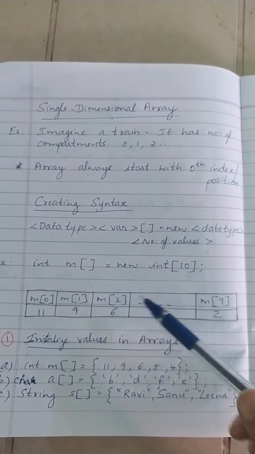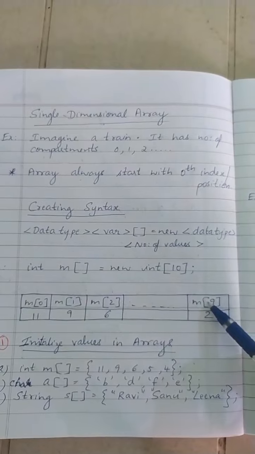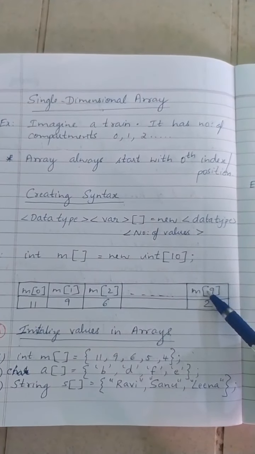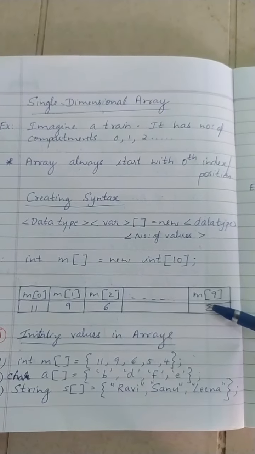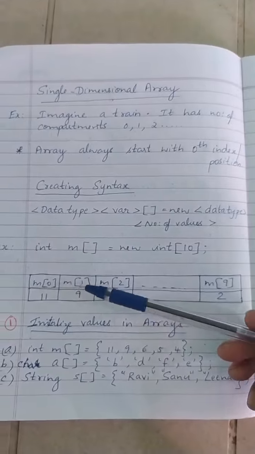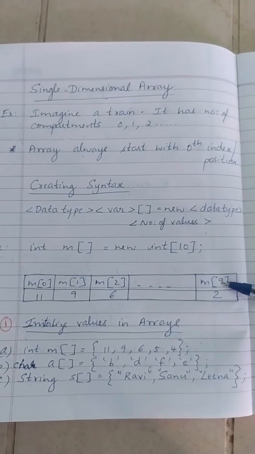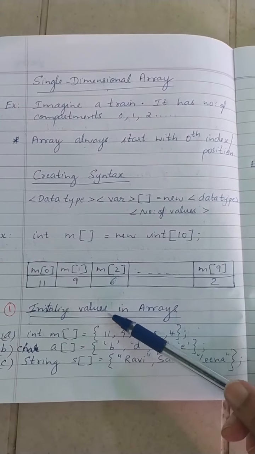Okay. So if you give this, memory locations from 0 to 9 will be there and 10 numbers will be stored from 0 to 9. So the total number of elements in the array will be 10, but it always starts from 0 and ends at 9. And in 2 ways you can give values in arrays.